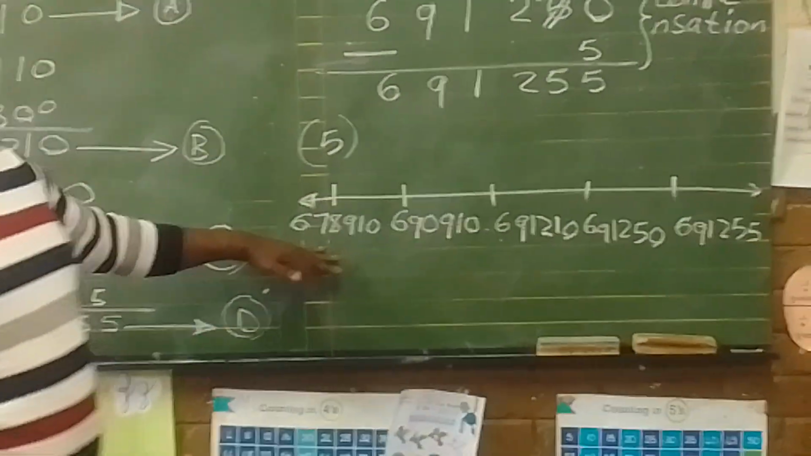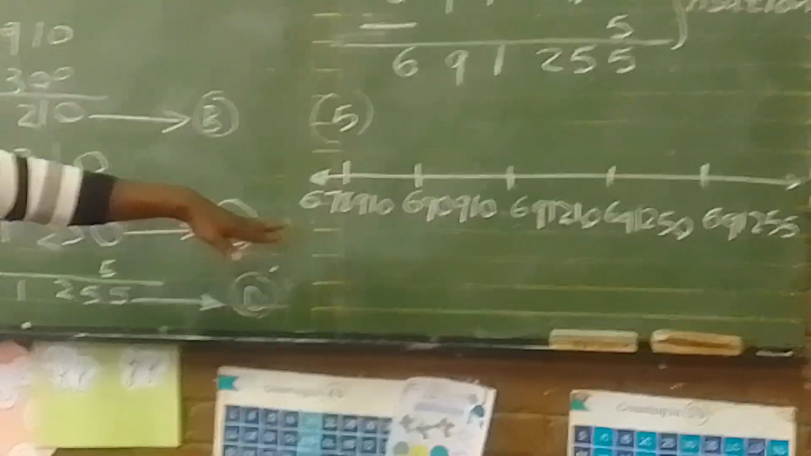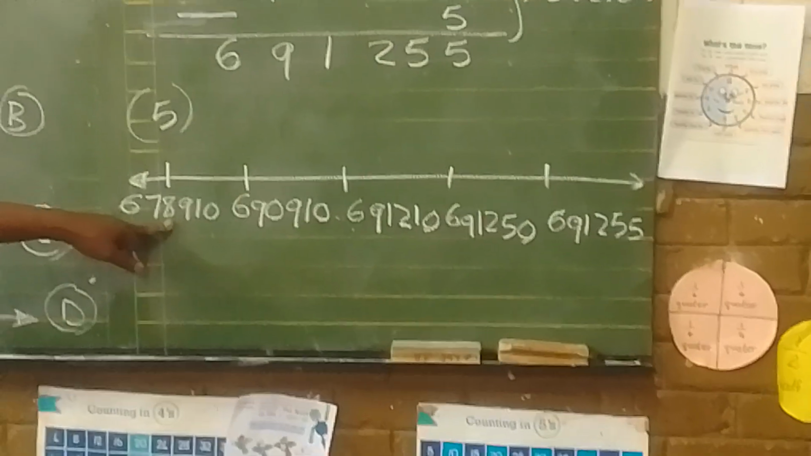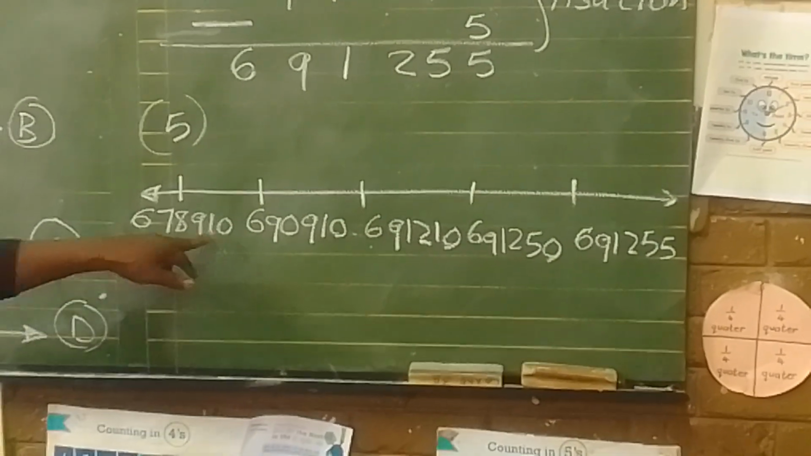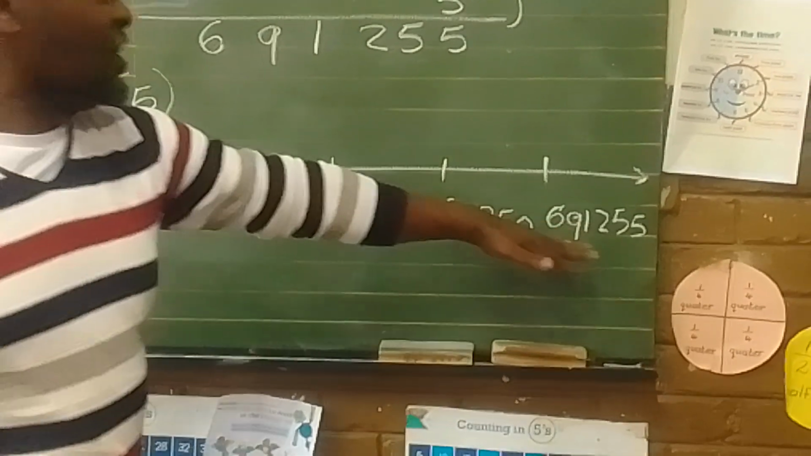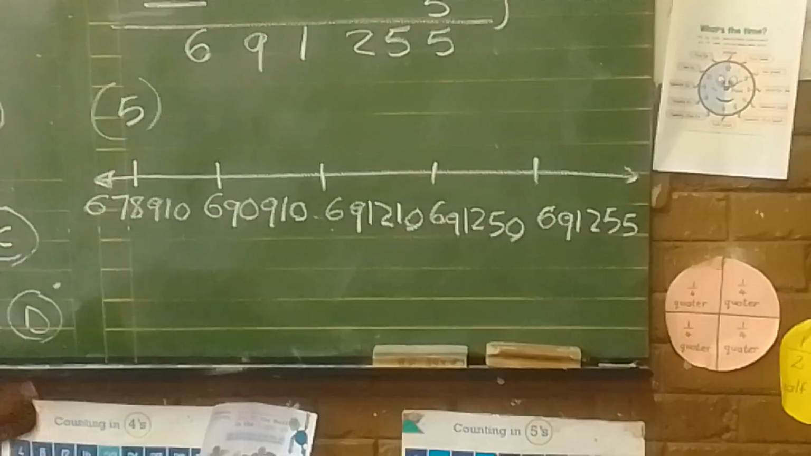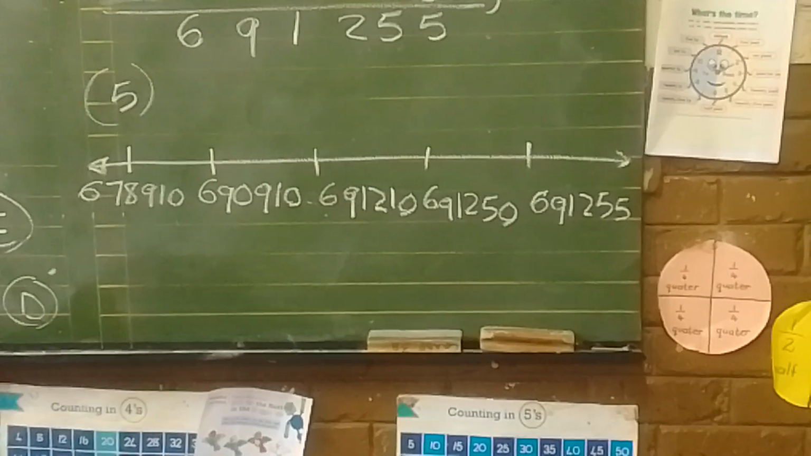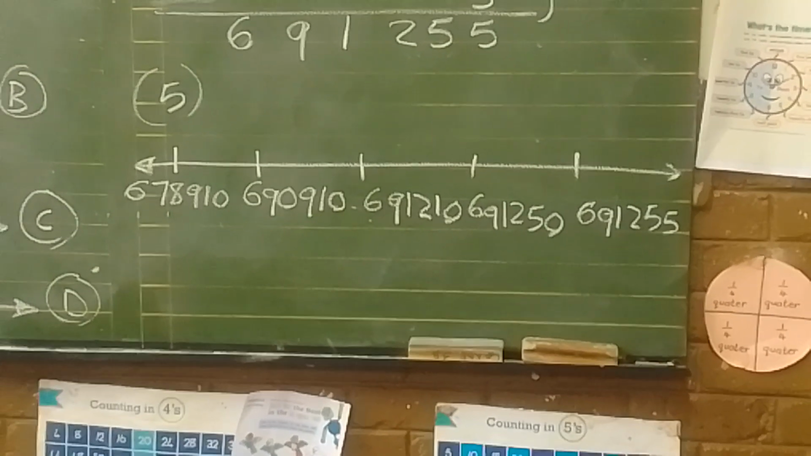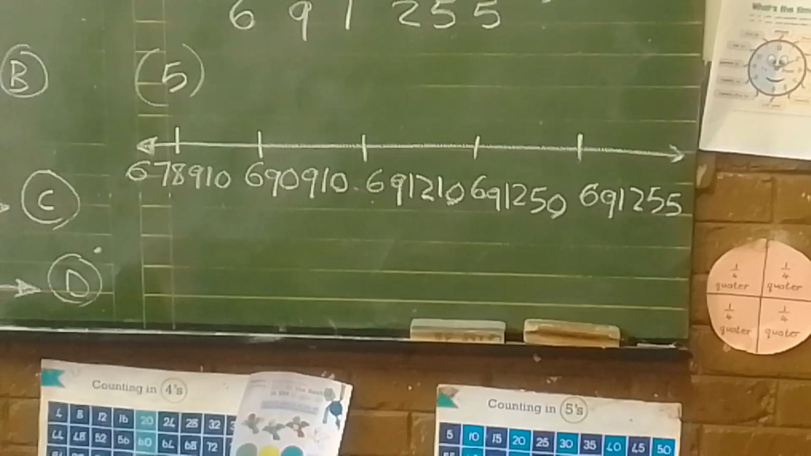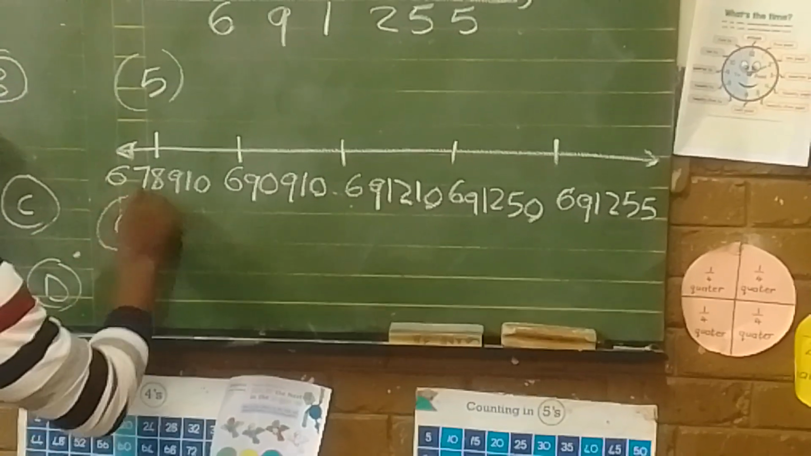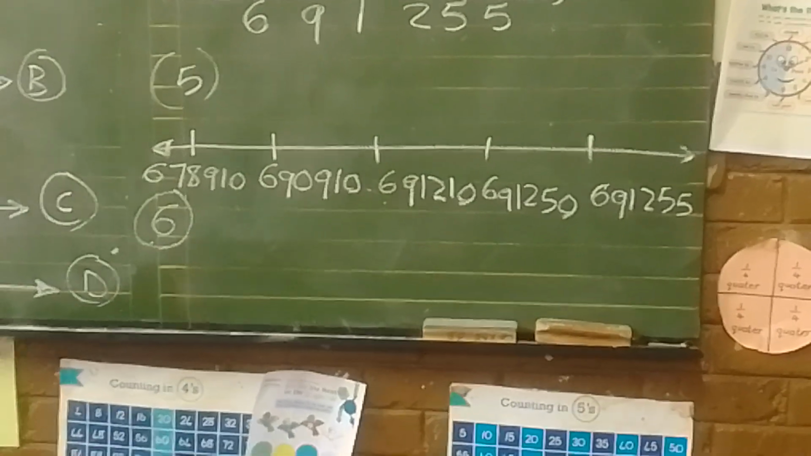This is what they want you to use number line for. Because when you start at 678,910, you come, you increase up until you get to the last number. This is what they want you to do. Then number 6 says use addition as an inverse operation. Number 6. You are going to use addition as the inverse operation.